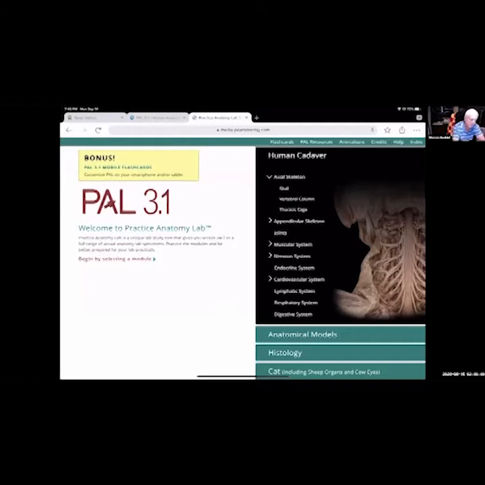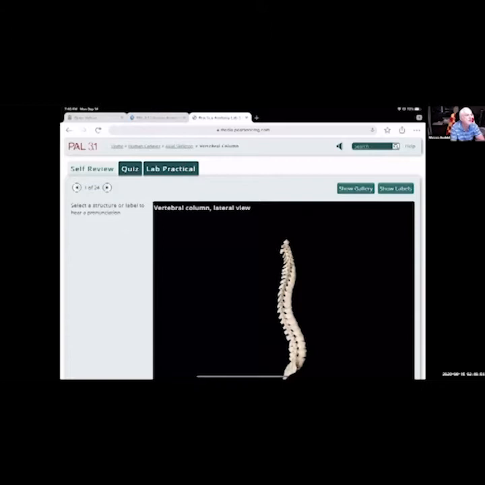All right, so we got the skull. We start with the vertebral column and then the thoracic cage. We'll do about 15 minutes, and then we'll take a break on this and go back with that.